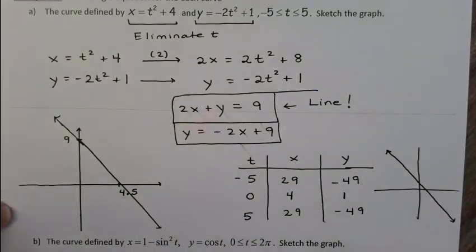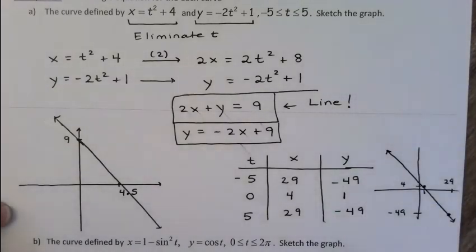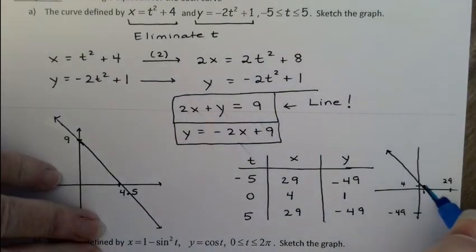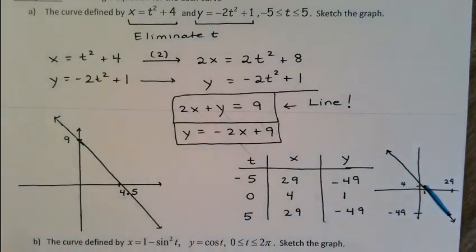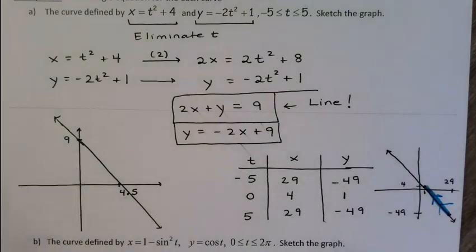I start at the point (29, -49), so let's say that's about here. I travel to the point (41, ...), so maybe about here. And then I travel back. So I'm only using this portion of the line, but I'm traveling both ways. First, I go in that direction, and then I come back in this direction. I go both ways along that line.